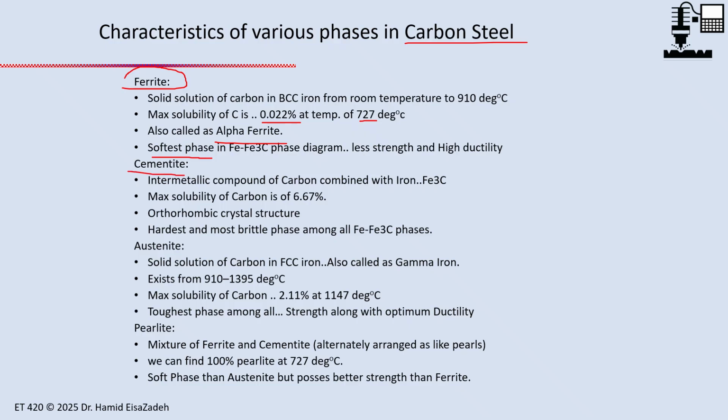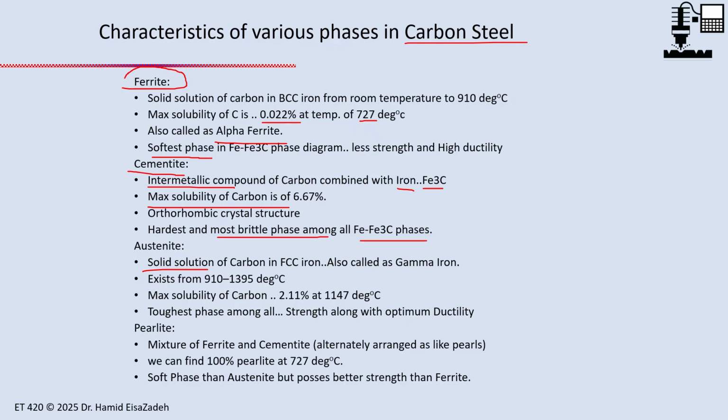The next phase is called cementite. We mentioned it's Fe3C. It's an intermetallic compound of iron and carbon, with a maximum carbon content of 6.67%, and it's the hardest and most brittle phase among the iron carbon phases. The next one is austenite.